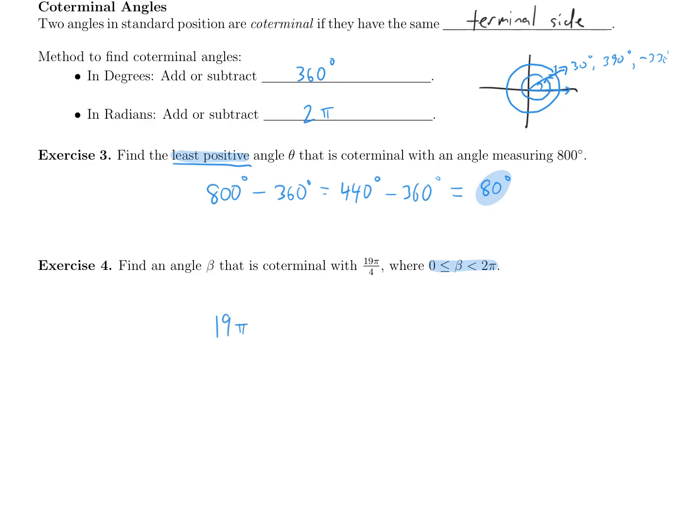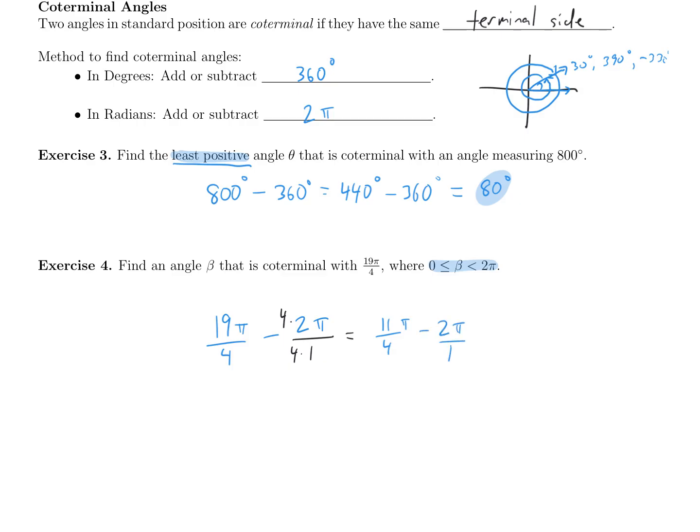So we got 19 pi over 4 minus 2 pi. Let's put the 2 pi over 1, and our common denominator will be 4, so times 4 and times 4, that's going to give us 19 pi minus 8 pi, which is 11 pi over 4. And notice that that is still bigger than 2 pi. 11/4 is bigger than 2 pi. So we can subtract 2 pi yet again.